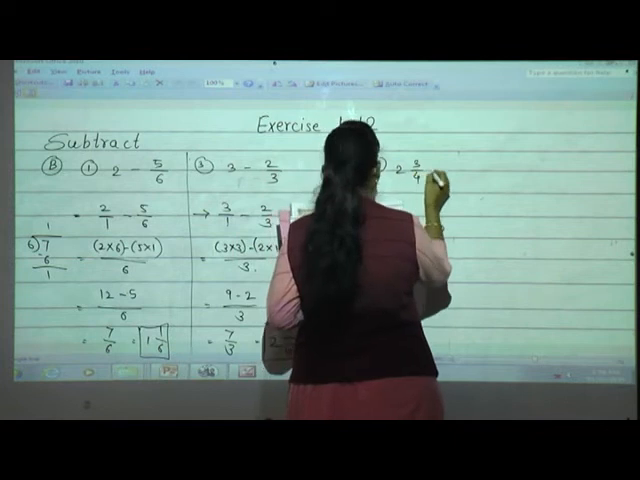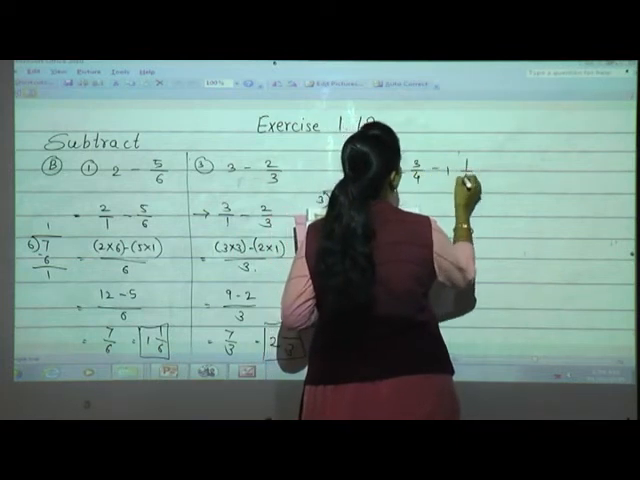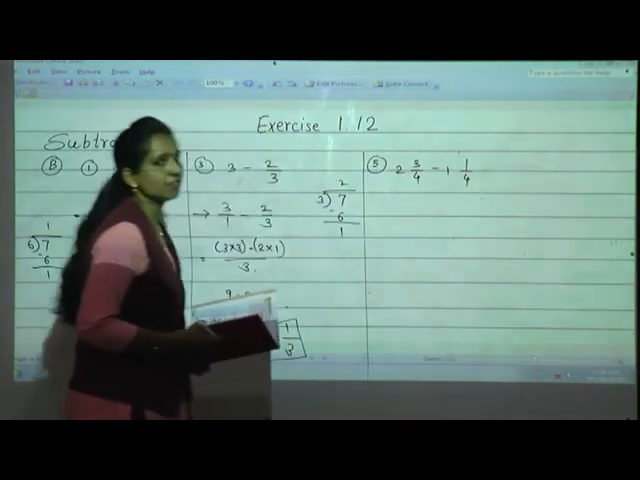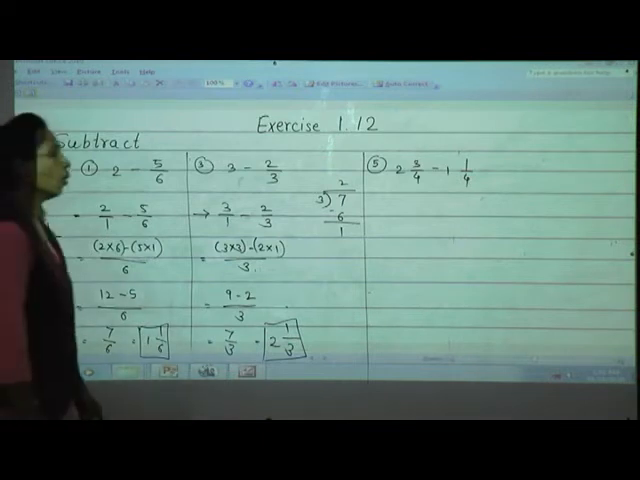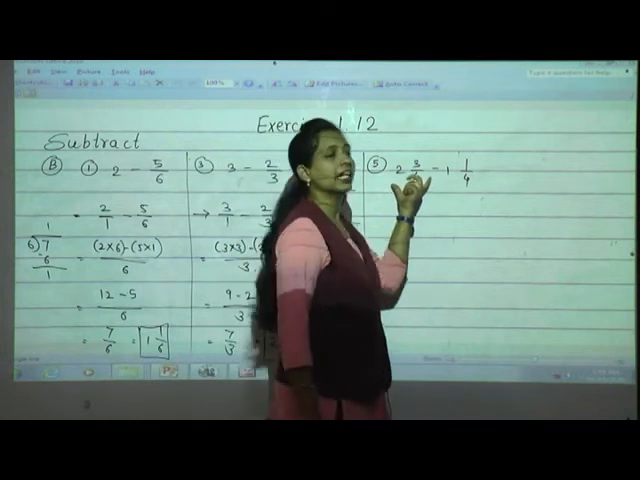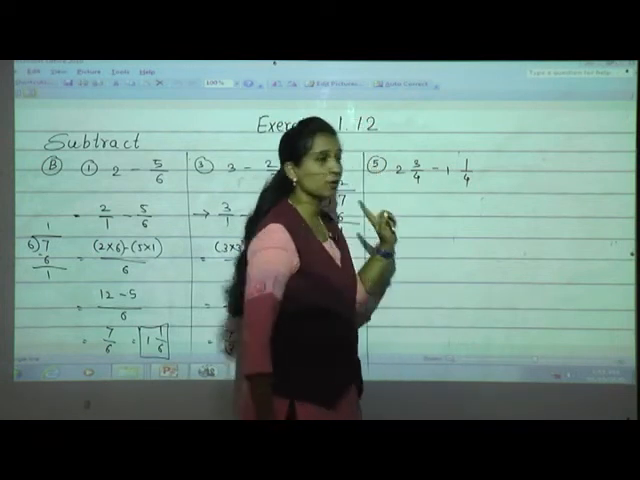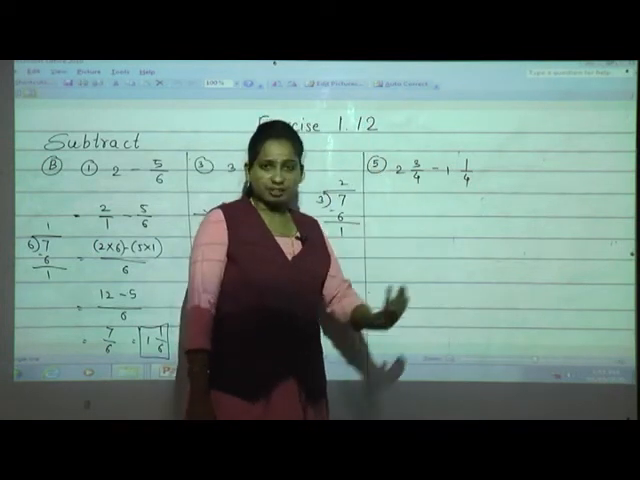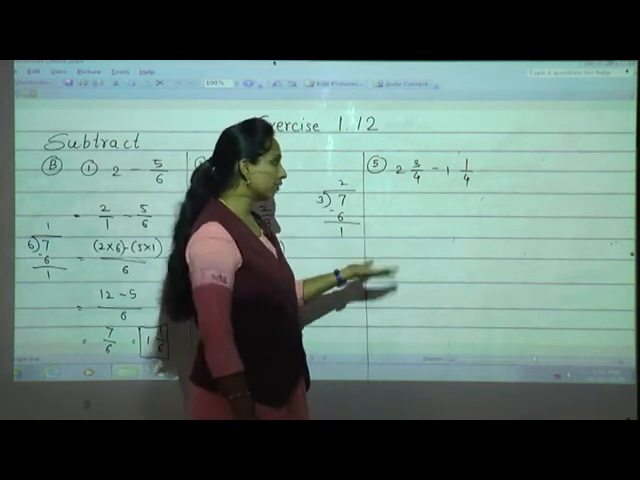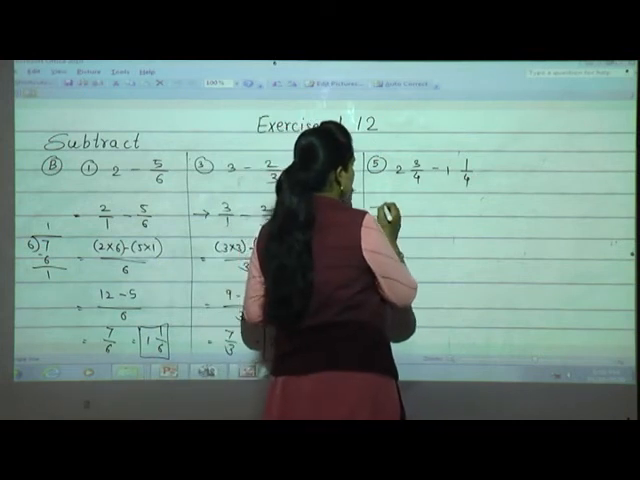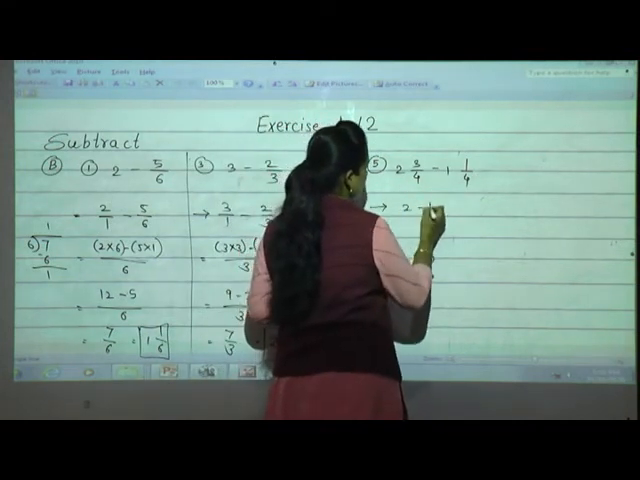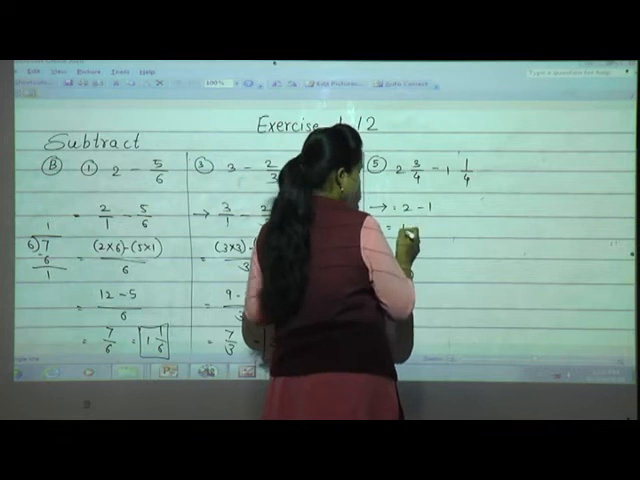2 3 upon 4 minus 1 1 upon 4. Now see, mixed fractions they have given. We need to convert into improper fractions, or else what we can do, whole numbers directly we can subtract. Now students observe properly. Now denominators are same, so no need to convert into improper fraction. So directly first whole numbers we will subtract. 2 minus 1 is 1.